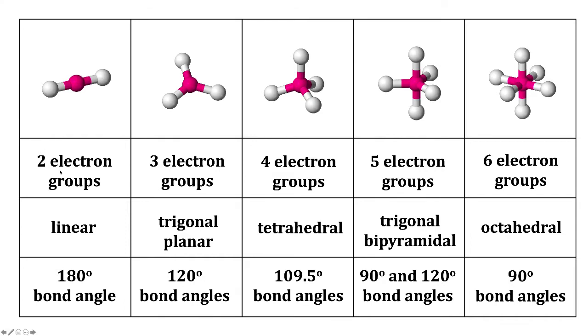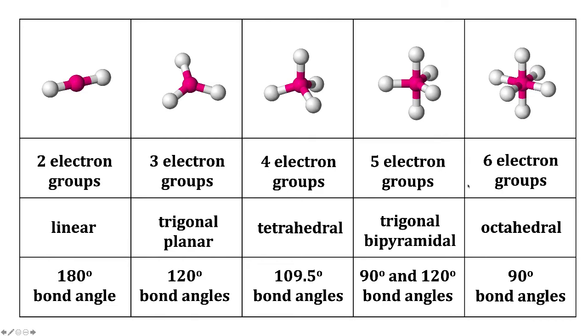And a reminder of the electron group geometries: 2 electron groups makes a linear electron group geometry, 3 electron groups makes trigonal planar electron group geometry, 4 electron groups makes a tetrahedral electron group geometry, 5 electron groups makes trigonal bipyramidal electron group geometry, and 6 electron groups makes an octahedral electron group geometry. And again, if all those electron groups are bonds to atoms, then those are the molecular shapes as well.